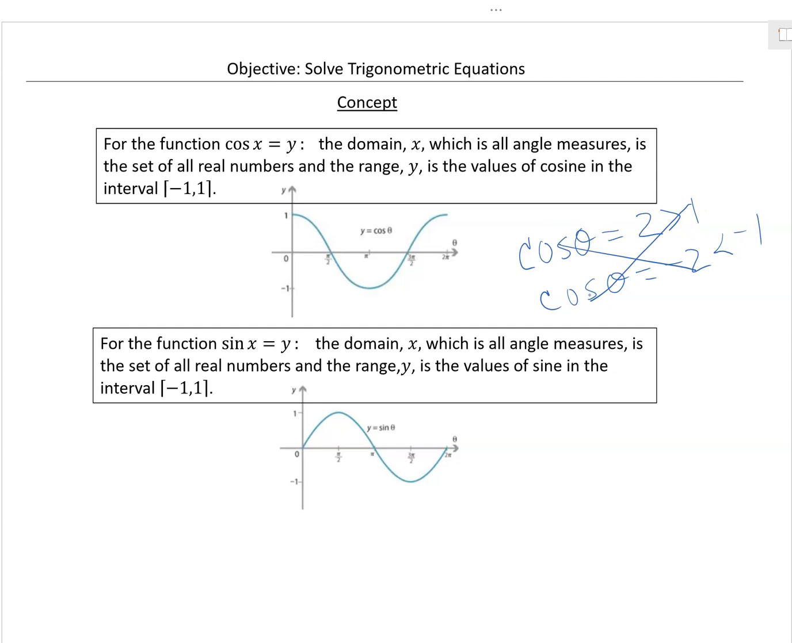Same thing is true for sine. In our unit circle, remember, sine is y, and the smallest y we have is -1, the largest y we have is +1. So if I had sine of an angle equals 2, that's too large, bigger than 1, that's not going to give me an angle. And if I had sine of theta equals something like -2, being smaller than -1, I'm not going to get an angle there either.